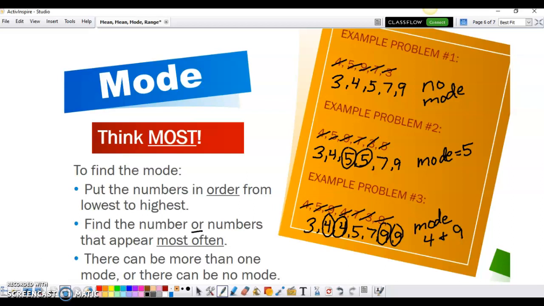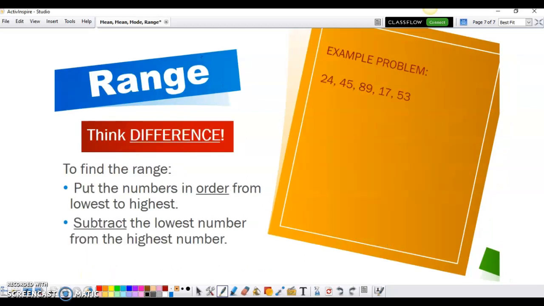All right, last one. This one's really super easy. This one is range. And whenever you hear the word range, I want you to think of the word difference, like subtraction, okay? So here's how we do it. To find the range, you're going to put the numbers in order from lowest to highest, or least to greatest again. You're going to subtract your lowest number from your highest number. So you're going to take your big number and subtract your little number.